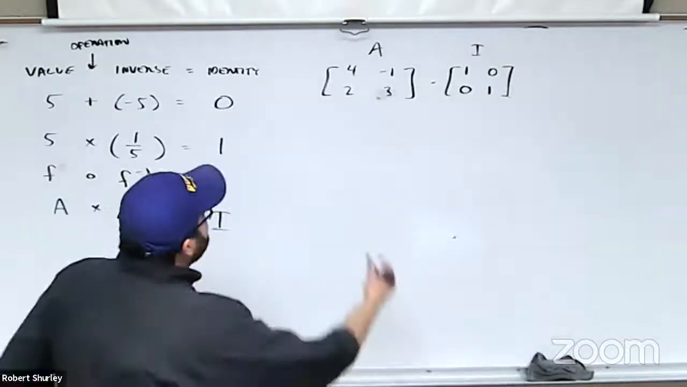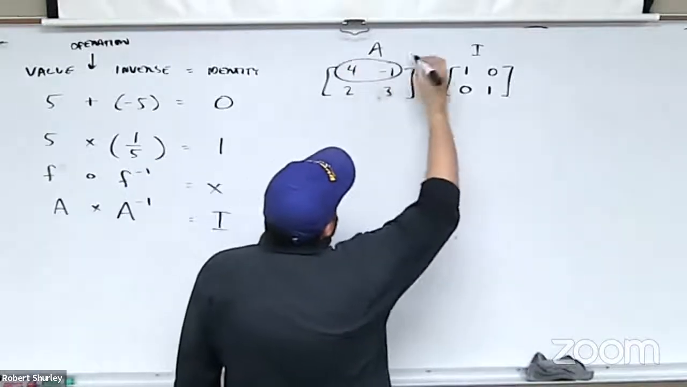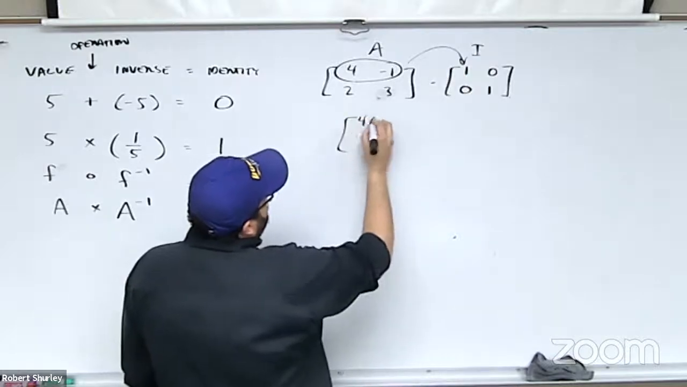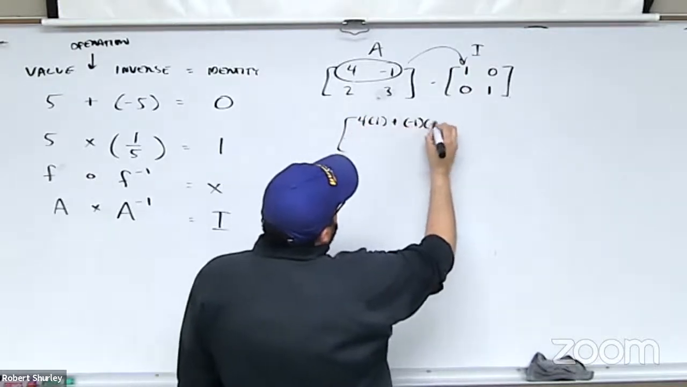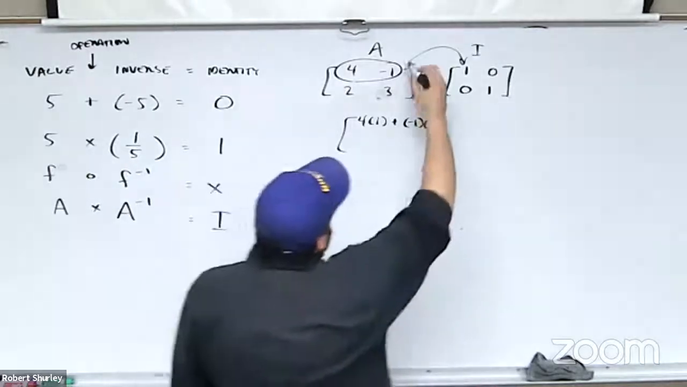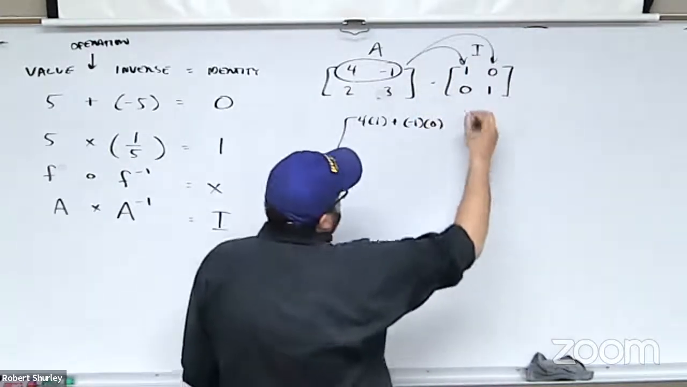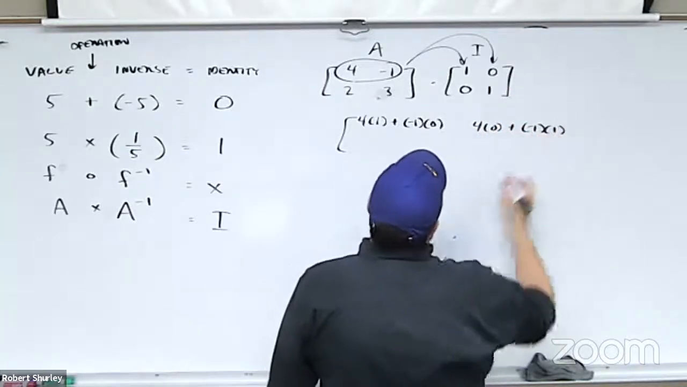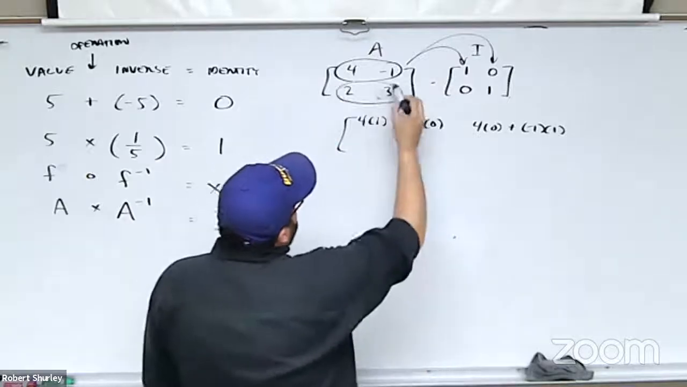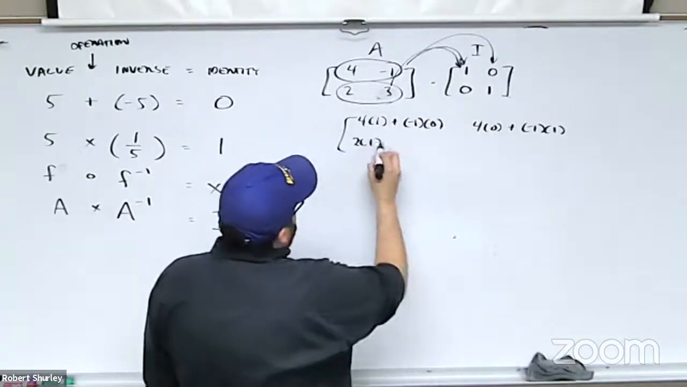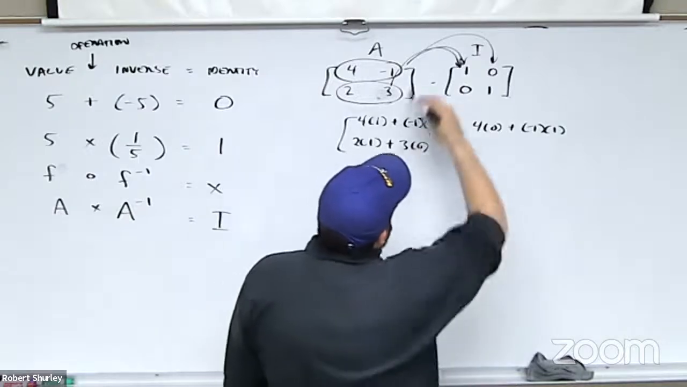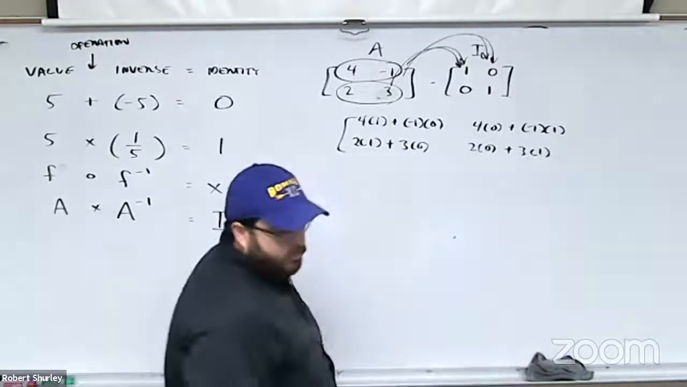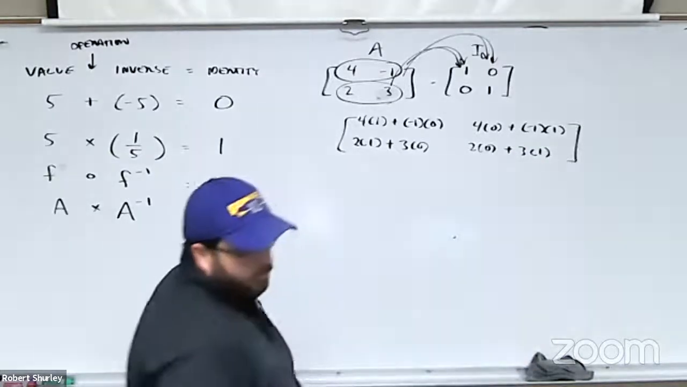So let's do that. Again, remember the whole marinara cheese stick thing. So 4, -1, 2, 3 times 1, 0, 0, 1. That gives me 4 times 1 plus -1 times 0. And then I'm going to multiply it into the next column. So it'd be 4 times 0 plus -1 times 1. And then I'm going to do the same thing down here. 2 times 1 plus 3 times 0. And then lastly, 2 times 0 plus 3 times 1.